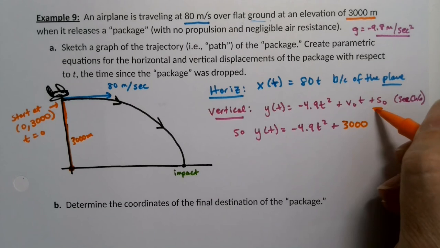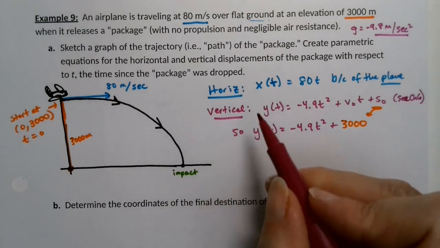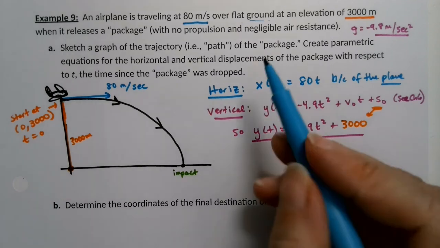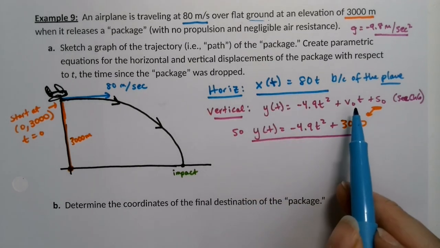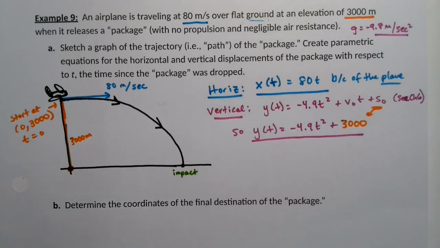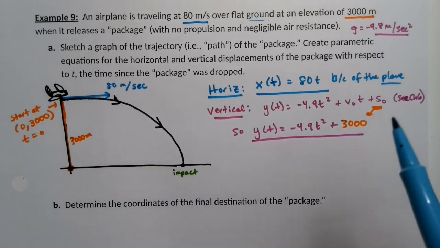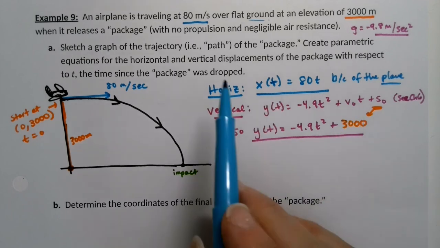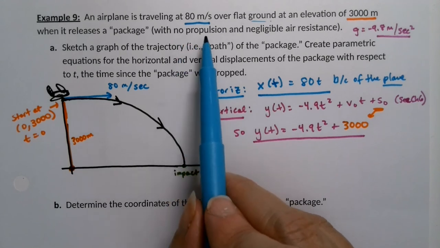That was our S0. All right, so there we have it. There's the horizontal, there's the vertical, there's the horizontal. You didn't throw it downwards out of the plane. That's why V0 is 0. It's just dropped from the plane, right? So if it's just dropped from the plane, then it has an initial velocity of 0. That's what they're saying, it has no propulsion.